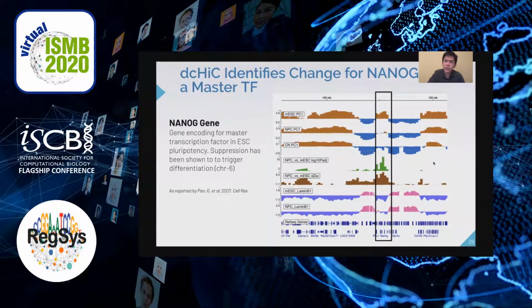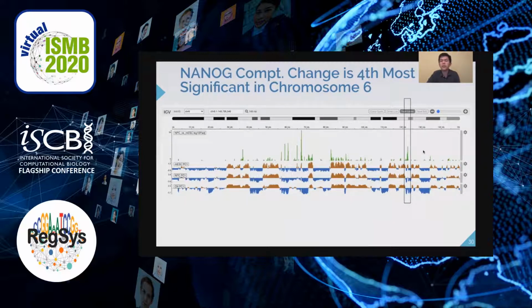We see a similar trend for the NANOG gene, which is a gene that encodes for a master transcription factor that is involved in pluripotency. Again, we see the A compartment versus the B, or just a rather low compartment. We also see a similar trend in the Lamin-B data. And looking at our p-adjusted values, this is the 4th most significant call within chromosome 6.